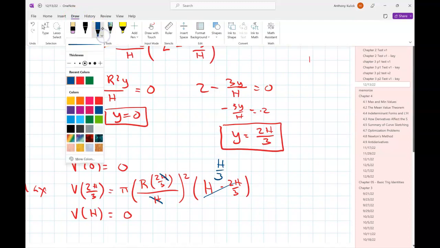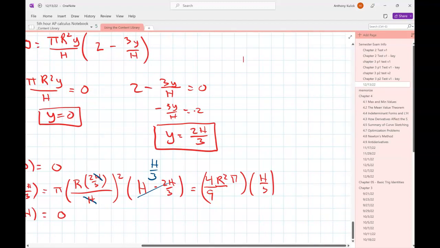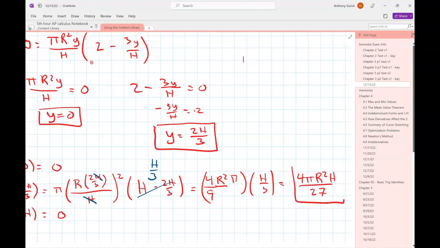So if I simplify this out, I'm going to have 2/3 squared, so that's 4/9. And then I have an r squared, and I have the pi. And then I have cap H over 3. So that's going to be 4 pi r squared h over 27. So that would be my max volume.